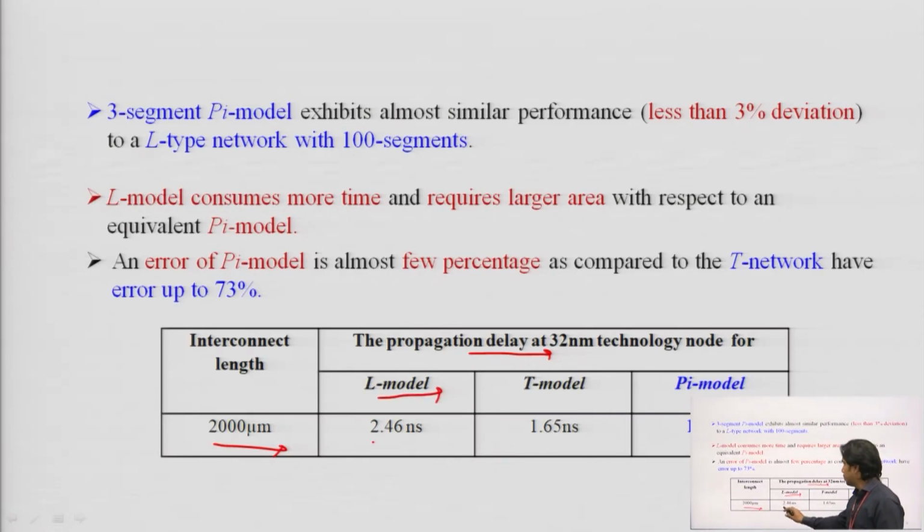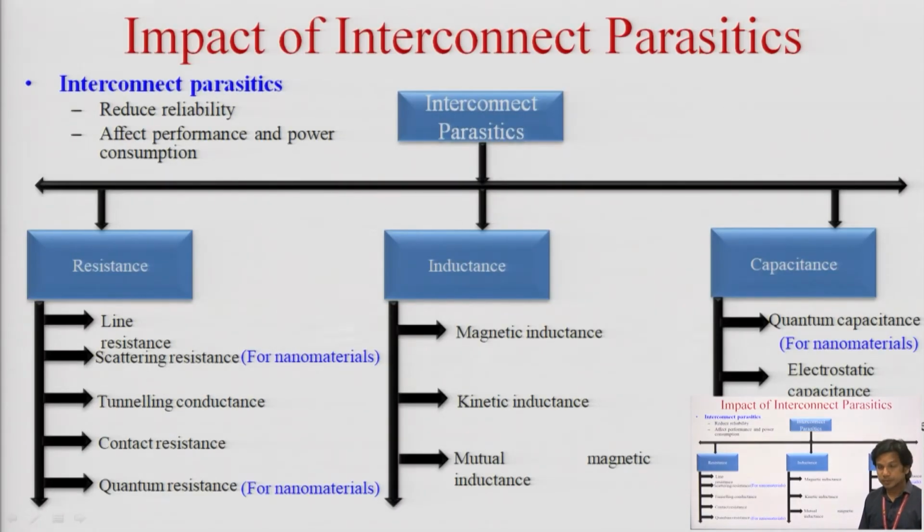So we have observed that the L type model is giving 2.46 nanosecond, the T type is giving 1.65 nanosecond, sorry, and the pi type is giving better performance, 1.52 nanosecond. So from here we can easily say that the pi type model is much better as compared to the other models. So one can adopt the pi type model.